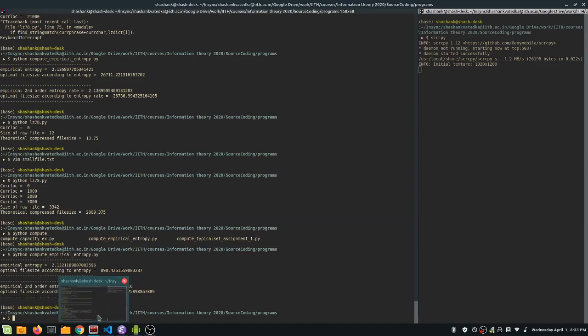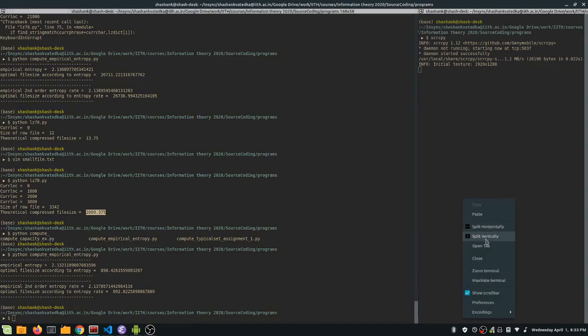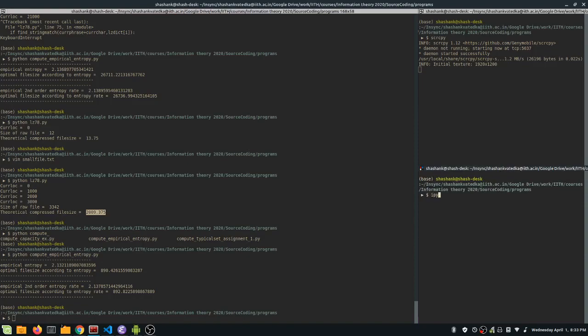Let's now look at an even bigger file and see if that gives us a slight improvement. Note that for the second file, the size of the Lz78 compressed file is much more than 2 times the optimal size. So 2000 divided by 892, it's 2.25 times the optimal file size. Okay.